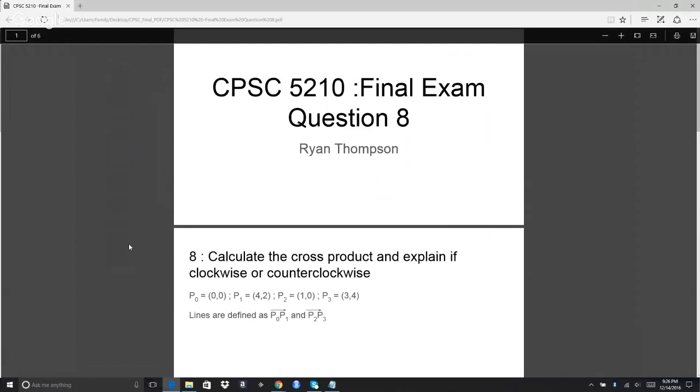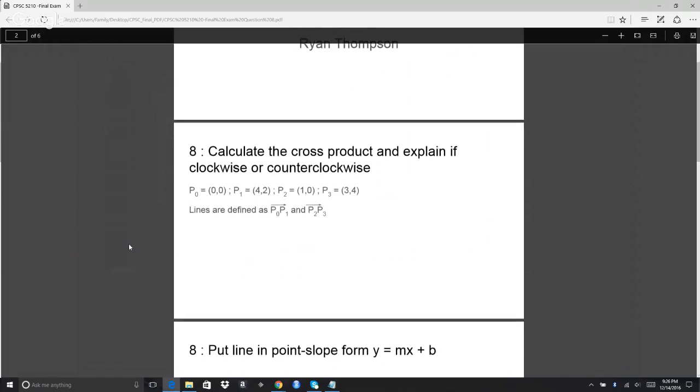Hi, my name is Ryan Thompson, and this is my submission for question 8 of the final exam for CPSC 5210. We're asked to calculate the cross product of two directed lines and explain if they're clockwise or counterclockwise.